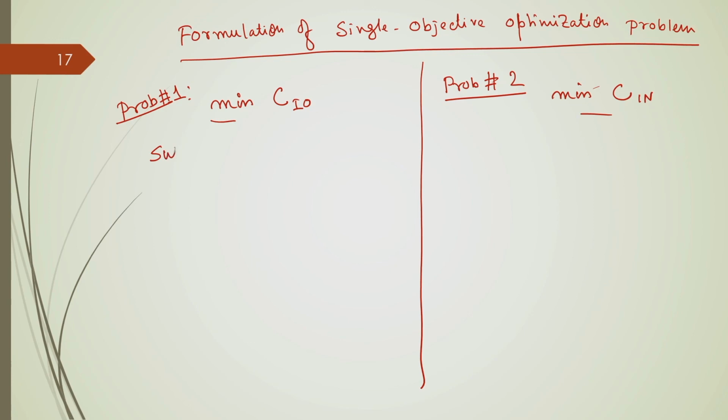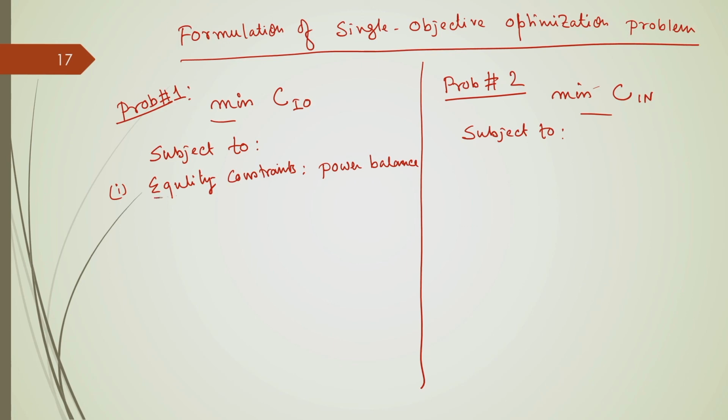Both are constrained problems, subject to some constraints. Here it is also subject to some constraints. Now, what are these constraints? The first constraint is the equality constraint. This equality constraint is the power balance constraint. Okay. Now, what is power balance?